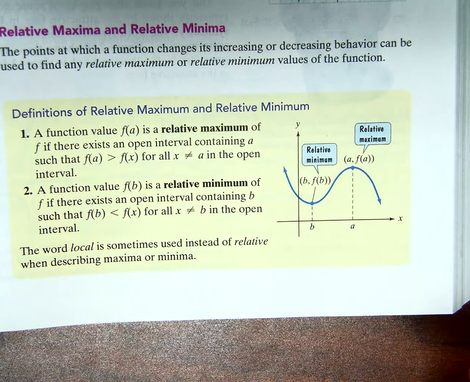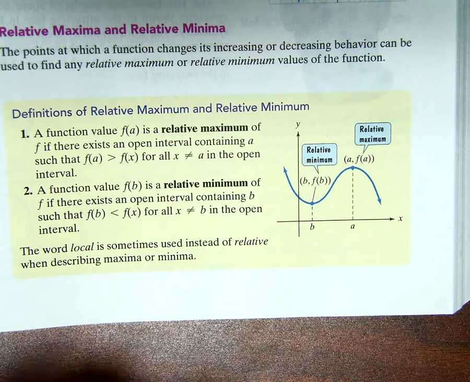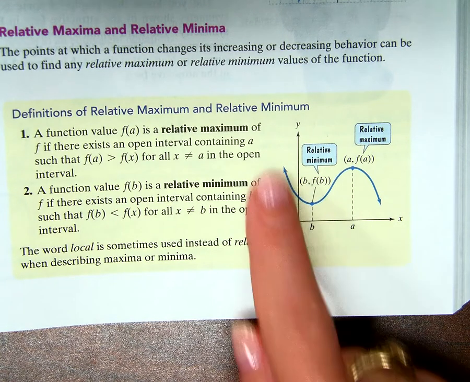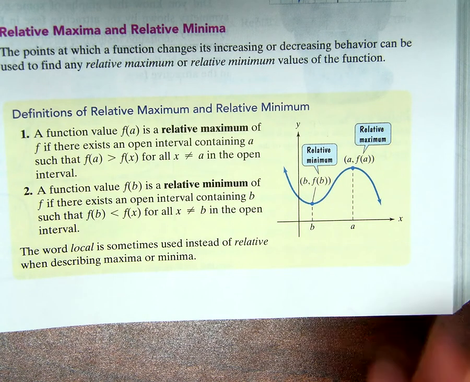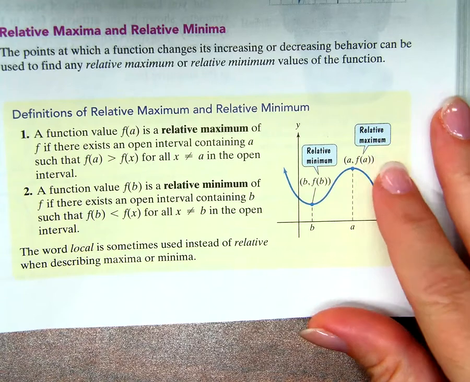So almost you're looking for a vertex. If we were talking about a parabola, you'd be looking for a vertex, right? Other functions that look like this, we're not looking for a vertex so much as we're looking for a change of direction. Does that make sense? Okay.